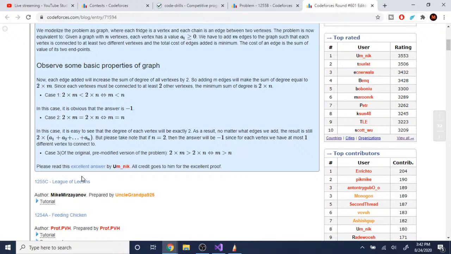Second case, 2 times m is equal to 2 times n, so m is equal to n. In this case, it is easy to see that the degree of each vertex will be exactly 2. As a result, no matter what edges we add, the result is still 2 times the sum of all of the numbers.